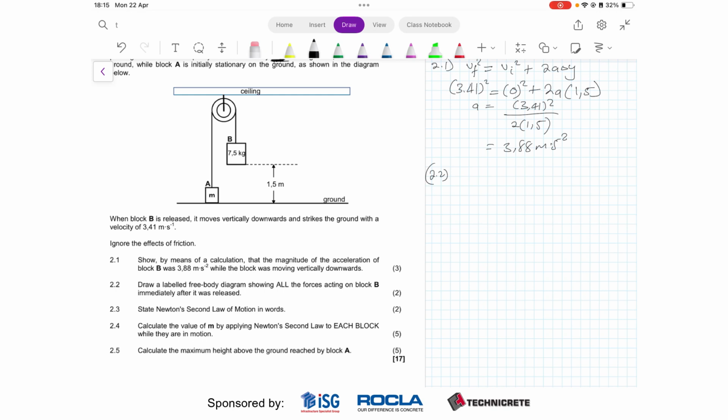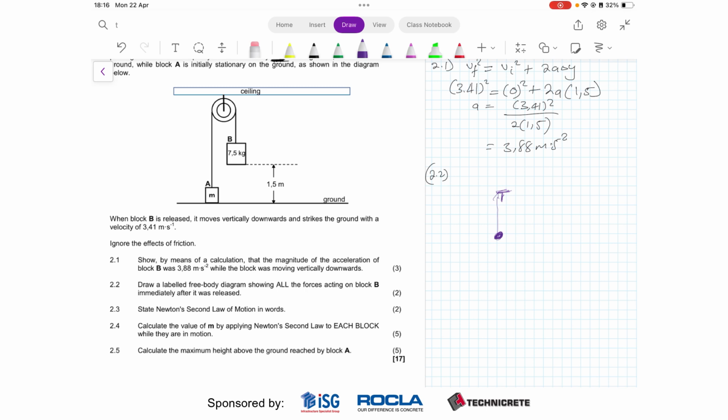2.2. Draw a labeled free body diagram showing all the forces acting on block B immediately after it was released. Now, block B has a light inextensible string attached to it, right? So meaning obviously the first force that is acting on it is T, which is acting upwards.